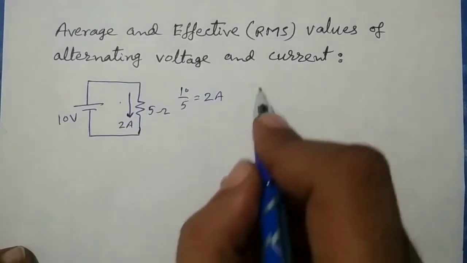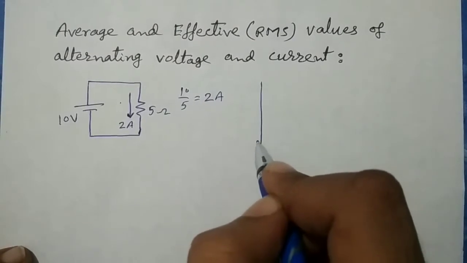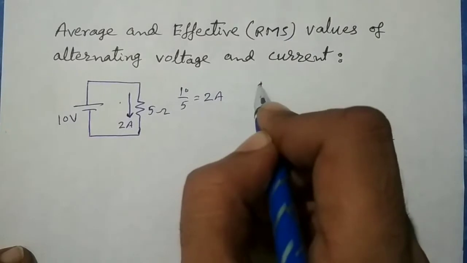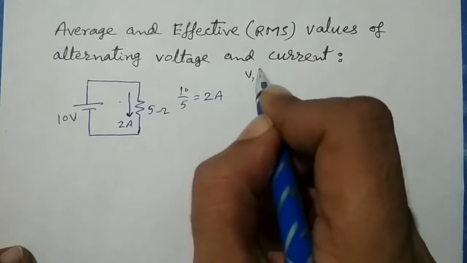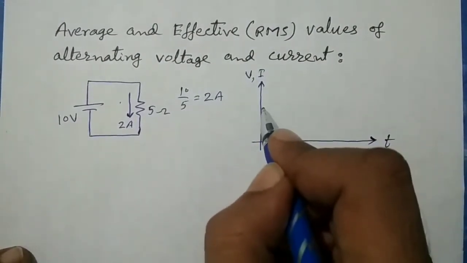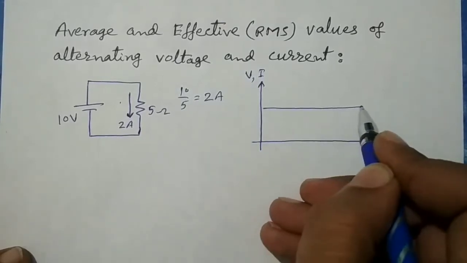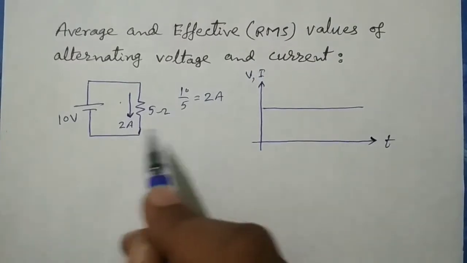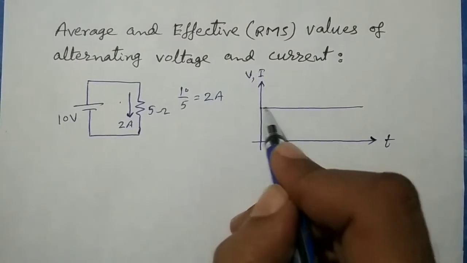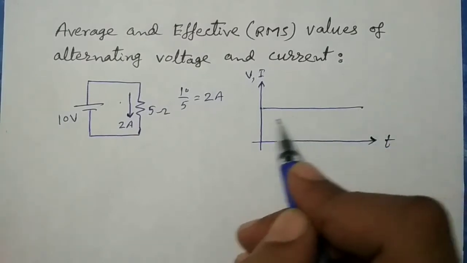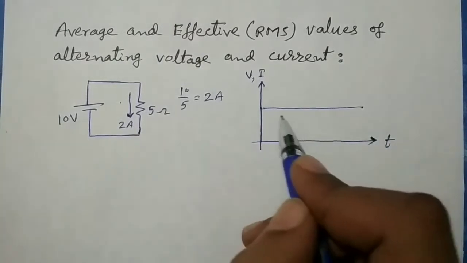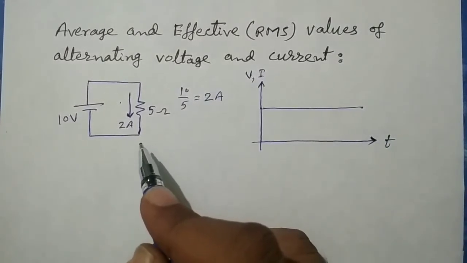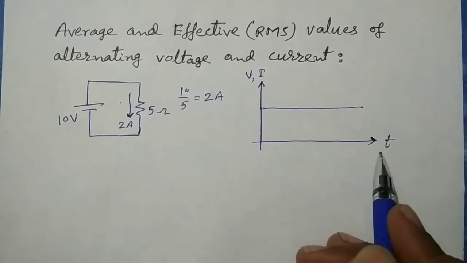Now in this case, if we draw the voltage or current characteristics with respect to time, then we will find the value as a constant with respect to time. If I consider the voltage, then it will be always 10 volt. If we consider the current, then it will be always 2 ampere. That means their magnitude will not change with respect to time.